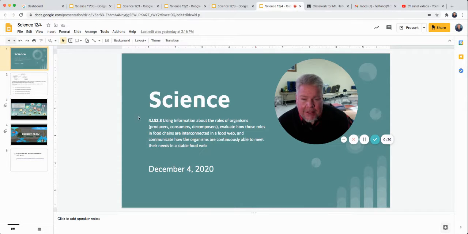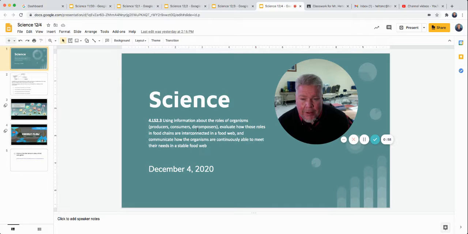So the standard for a food web says this: using information about the roles of organisms, here are those three words we looked at yesterday: producers, consumers, and decomposers. Evaluate how those roles in food chains are interconnected in a food web, and communicate how the organisms are continuously able to meet their needs in a stable food web. So that's kind of confusing, isn't it?